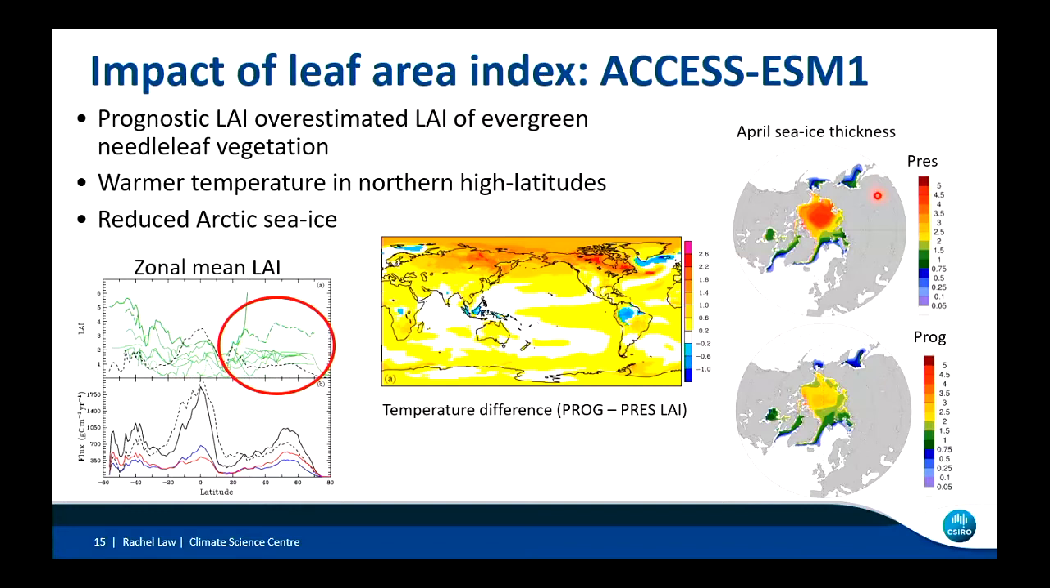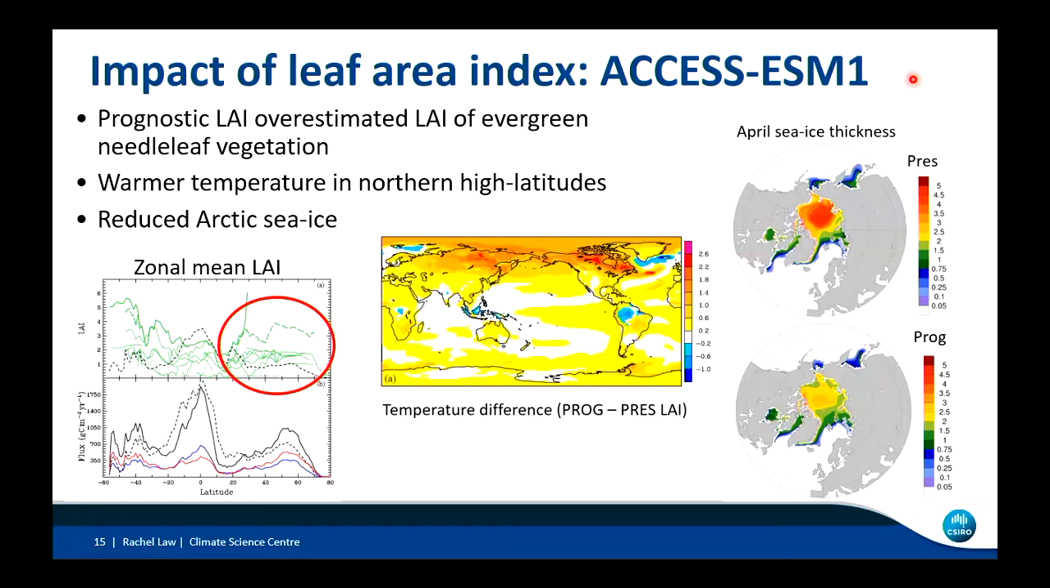Here's another example that I wanted to show, because sometimes you change one part of the climate system without really thinking about how it might impact a different part of the climate system. So this was in our Earth system modelling work. We had two ways of running the model. We could run it where we had a prescribed leaf area index.